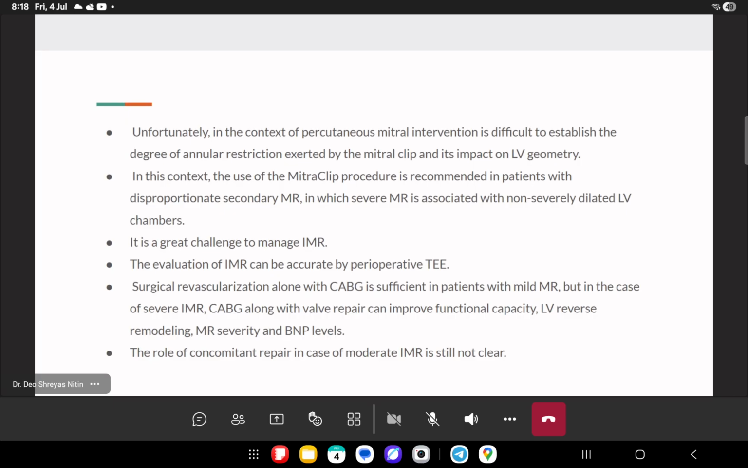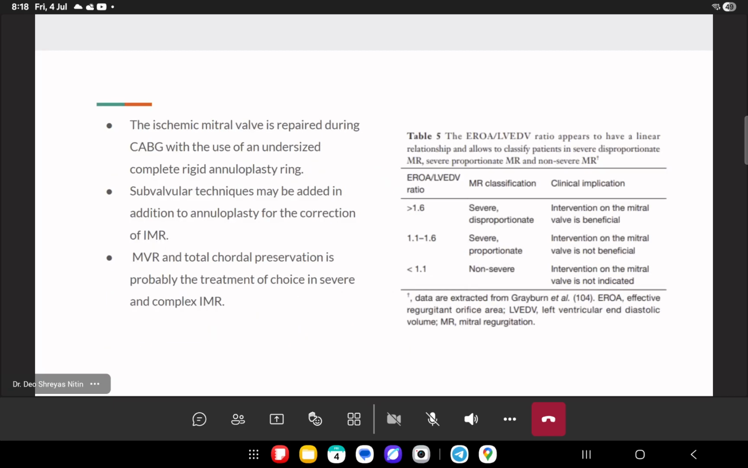The evaluation of ischemic mitral regurgitation can be accurate by perioperative transesophageal echocardiography. Surgical revascularization alone with CABG is sufficient in patients with mild mitral regurgitation, but in cases with severe ischemic mitral regurgitation, CABG along with valve repair can improve functional capacity, LV reverse remodeling, MR severity, and BNP levels. The role of concomitant repair in case of moderate ischemic regurgitation is still not clear.